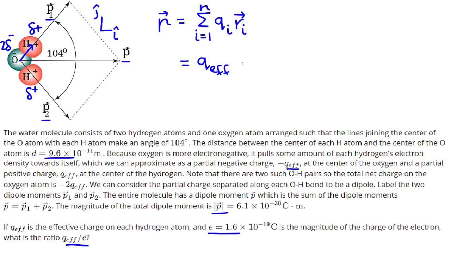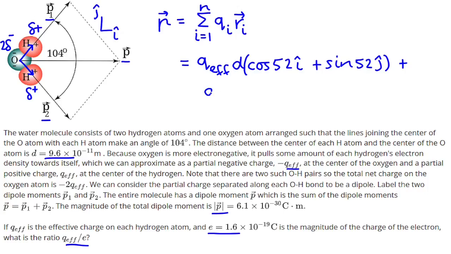So we have the horizontal component being the distance from the origin to the charge by cosine 52 degrees, and the vertical component will be d sine 52 degrees in the j direction, and plus a second dipole moment.